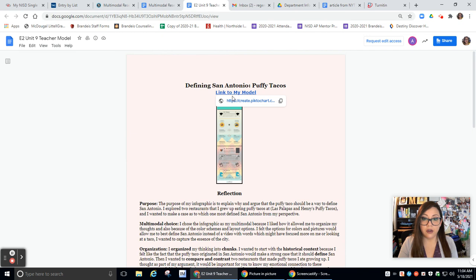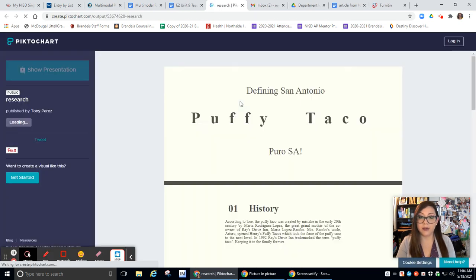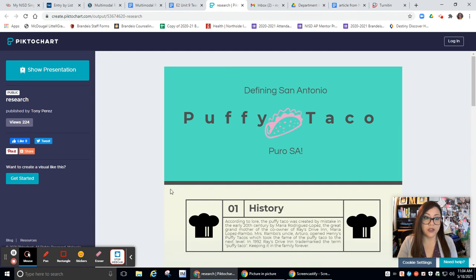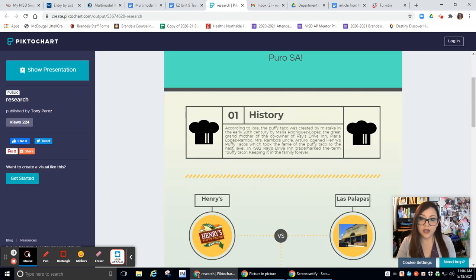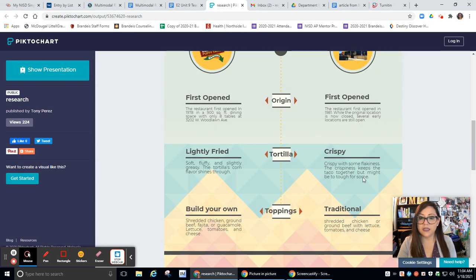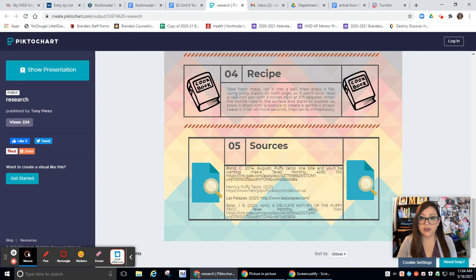So their project was on Piktochart, was about puffy tacos, specifically towards like Las Palapas and Henry's Puffy Tacos. And according to Mr. Perez, he says a defining characteristic of San Antonio is the puffy taco. And he gives us the history of the puffy taco. He kind of compares Henry's Puffy Tacos to Las Palapas. Talks about the different characteristics of the food, the history of the restaurants, how he connects to it. He even talked about a little recipe, and then he linked all his sources here in the Piktochart.